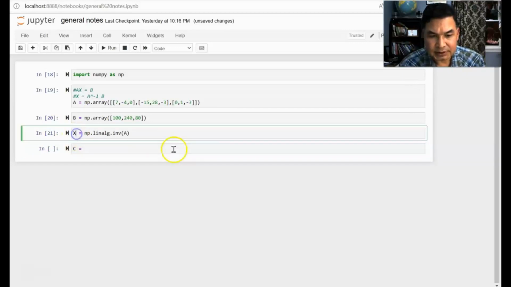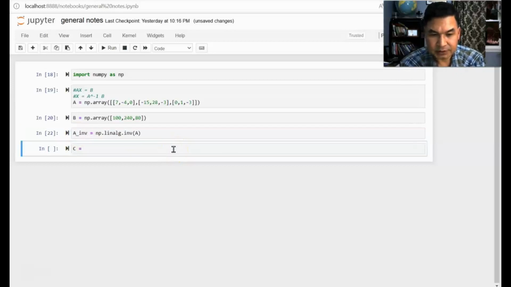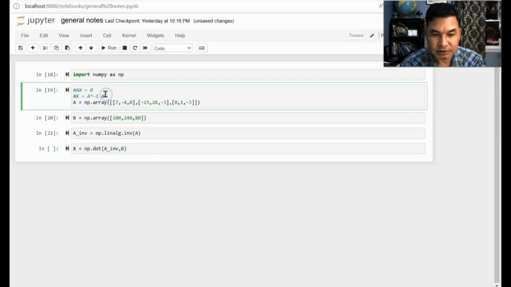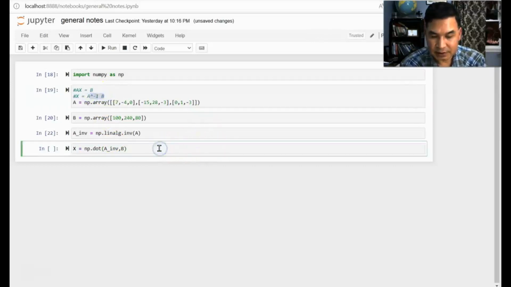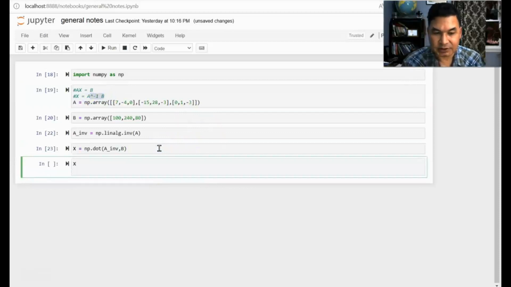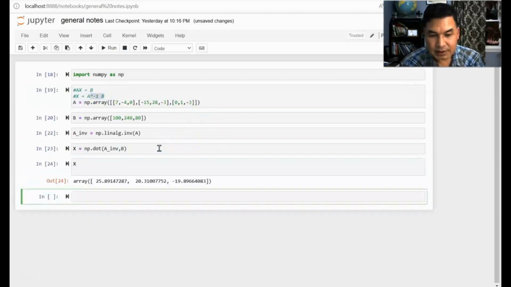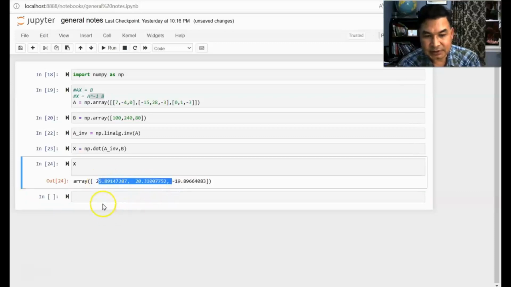I'm sorry, let's call this variable A inverse. I'm going to call this A inverse, and then our unknown variable X matrix, that's what we want, is going to be numpy, and we're going to take the dot product between the inverse matrix that we have just computed and B, based on this. And that's all. Let's see what X contains. So now that's it. This is our answer.